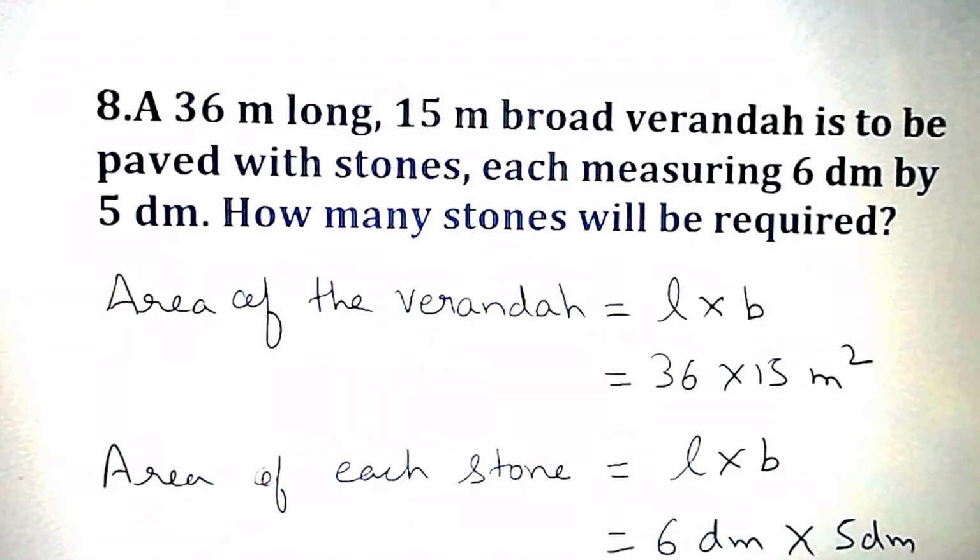216. Question number 8. A 36 meter long and 15 meter broad veranda is to be paved with stones, each measuring 6 decimeter by 5 decimeter. How many stones will be required?